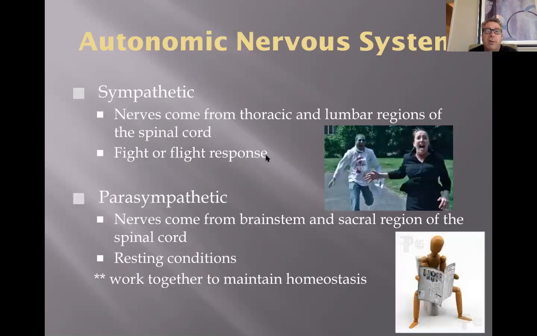The sympathetic nerves come from the thoracic and the lumbar regions. This is our fight or flight response. All right. Parasympathetic comes from the brainstem and the sacral region of the spinal cord. So that would be resting conditions, right? So sympathetic is fight or flight, parasympathetic is resting, and they work together to maintain homeostasis.